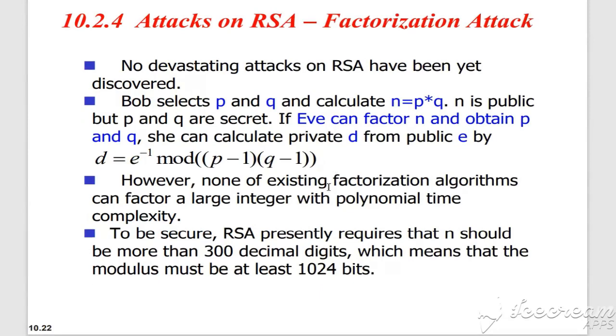So here you can see the security of RSA is based on the idea that the modulus is so large that it's infeasible to factor it in a reasonable time. Let us take a scenario where Bob selects the two prime numbers p and q and calculates n, that is made public, but p and q are kept secret. If Eve can factor n and obtain p and q, she can calculate phi(n) also, which is derived from (p minus 1) and (q minus 1).